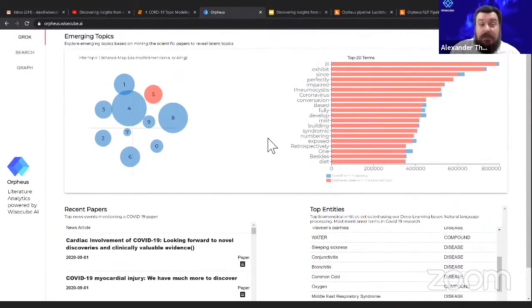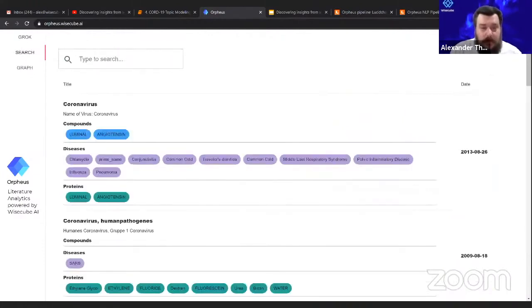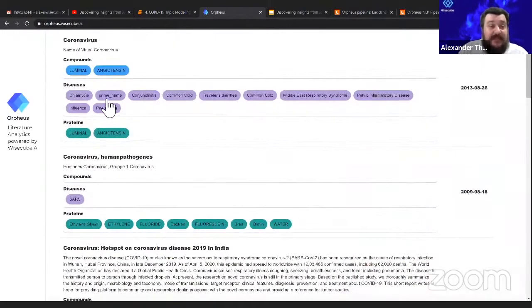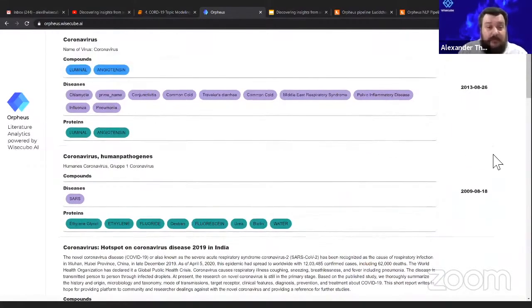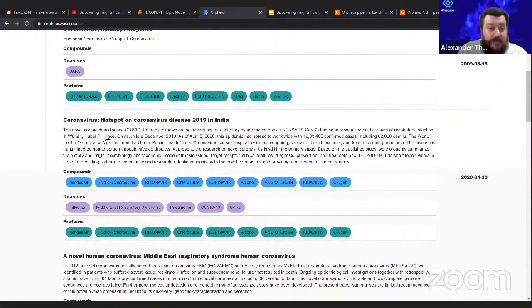But now we can also go and click through. Let's go search for coronavirus. Okay, so now we have a list of documents here. We have the different entities that are also found in these documents. So here, let's see, we have a coronavirus hotspot on coronavirus disease in 2019 in India. We have a number of compounds mentioned.